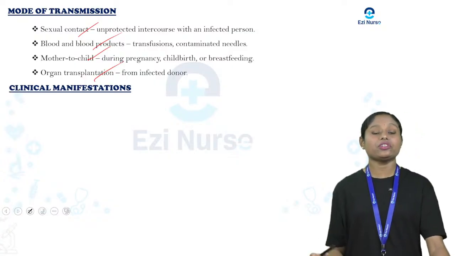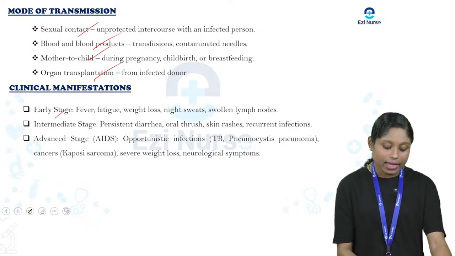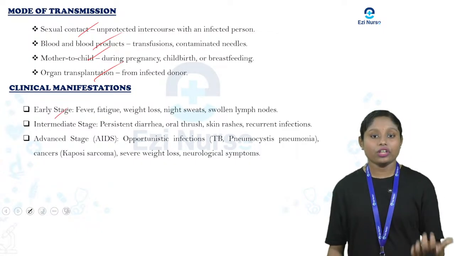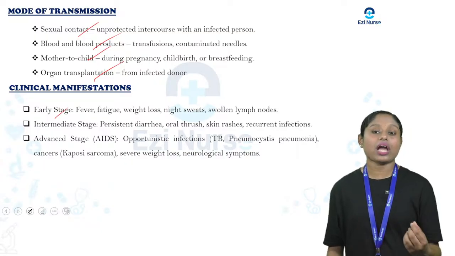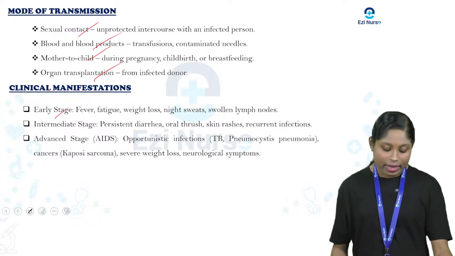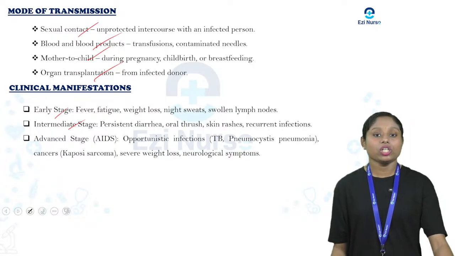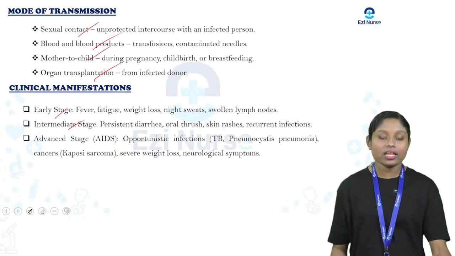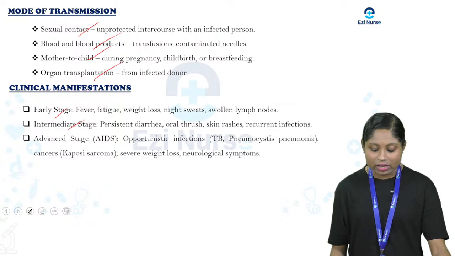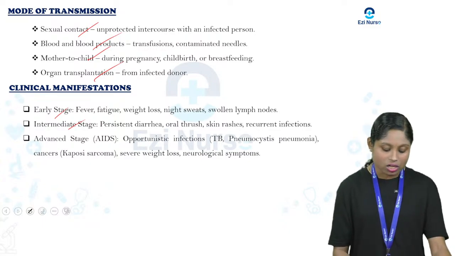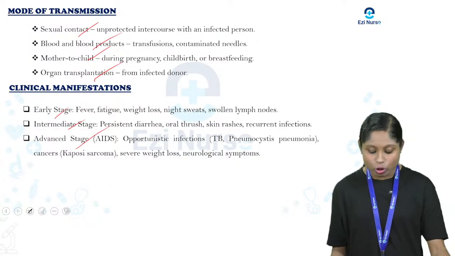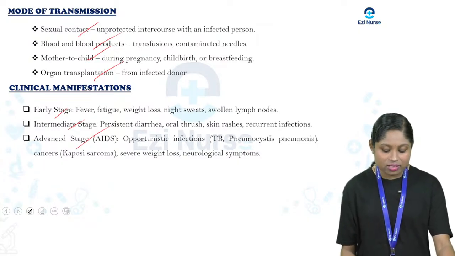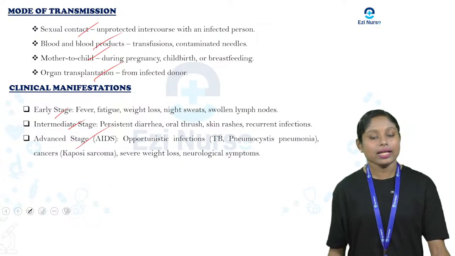What clinical manifestations will be there? In the early stage, the person will have fever, fatigue, weight loss, night sweats and also swollen lymph nodes. In the intermediate stage, the person will have persistent diarrhea, oral thrush, skin rashes and recurrent infections. In the advanced stage, opportunistic infections will be there: tuberculosis, pneumocystis pneumonia, cancers, severe weight loss, neurological symptoms.